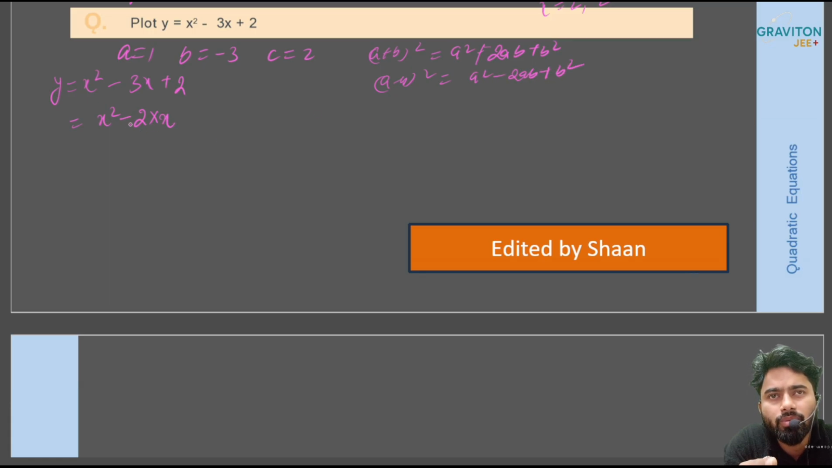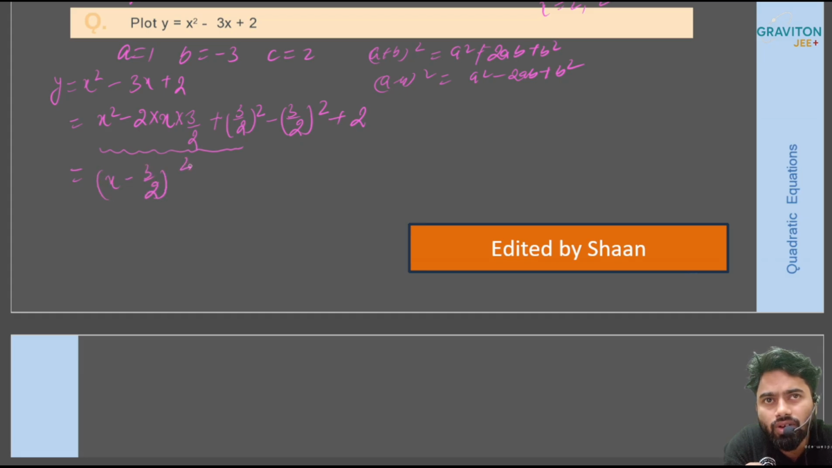So x squared minus 2 into a. What is a? x. Now you have to multiply by a number so that your result will be 3x. So multiply 3 by 2; the 2 by 2 gets cancelled, and then you have 3x. So add (3 by 2) whole squared, subtract (3 by 2) whole squared, plus 2 as it is. This will give you x squared minus 2ab plus b squared, that means x minus 3 by 2 whole squared, and this will give you minus 9 by 4 plus 2.